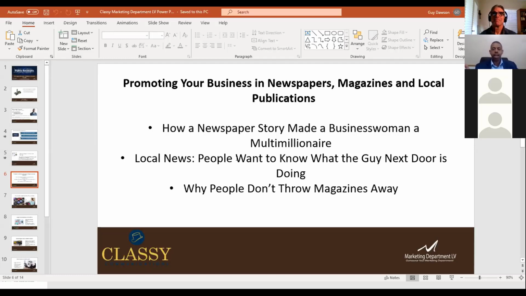Why don't people throw magazines away? How many of you throw magazines away? Very few people do. Why? Because it's glossy and it's tangible, and people just don't do it. So that's magazines. Again, I would always be striving for, if you're going to either get a free story, which you could, it's becoming much more challenging nowadays to get free stories in magazines, because the publications have figured out that they can basically monetize this platform without having to give stories away.